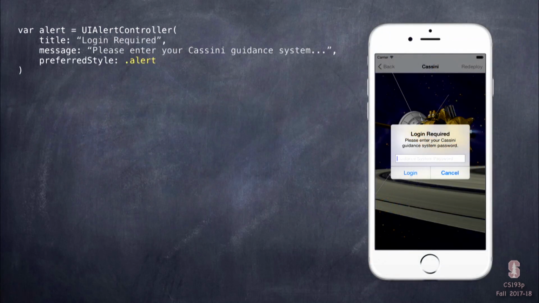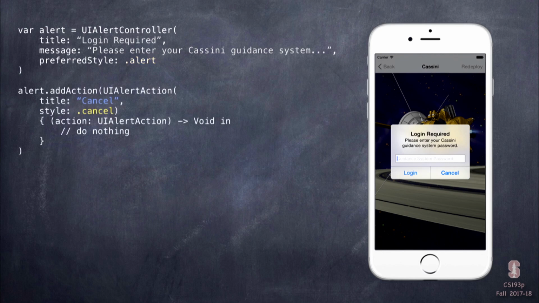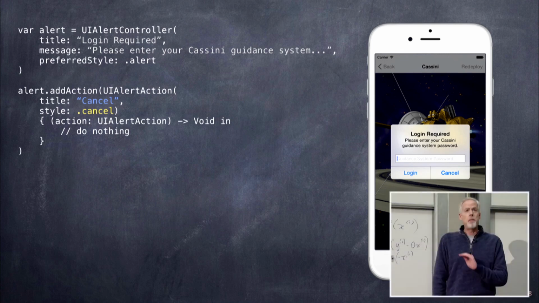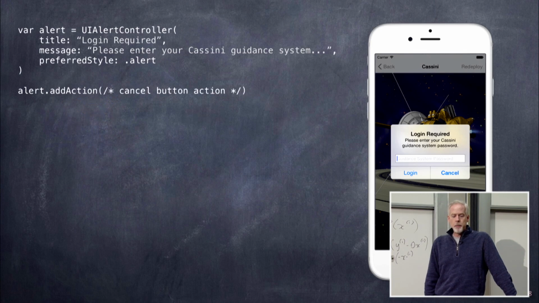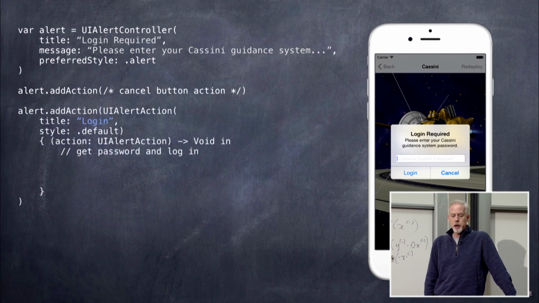So let's talk about alert. Same exact constructor. You just say preferred style alert. Same exact adding actions. Okay, here I have adding my cancel button. I'm marking it as .cancel. Less important in an alert because it doesn't hide the cancel button in any case, because alerts look exactly the same on both iPads and iPhones. And then I'm going to add another action here, which is my login button.